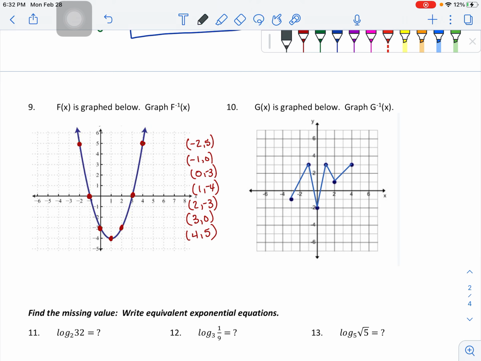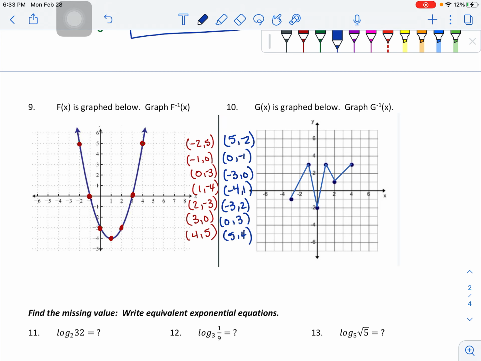Move it over. Now, I'm going to write the inverse ordered pairs, and all I'm going to do is flip the x and the y. I'm not changing any sign. So instead of (-2, 5), it's (5, -2). (0, -1), (-3, 0). The signs are the same. It's just the order that I wrote them in. (-4, 1), (-3, 2), (0, 3), and (5, 4).